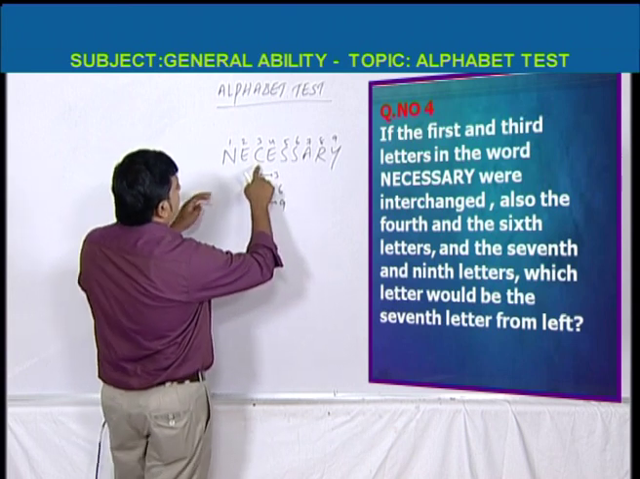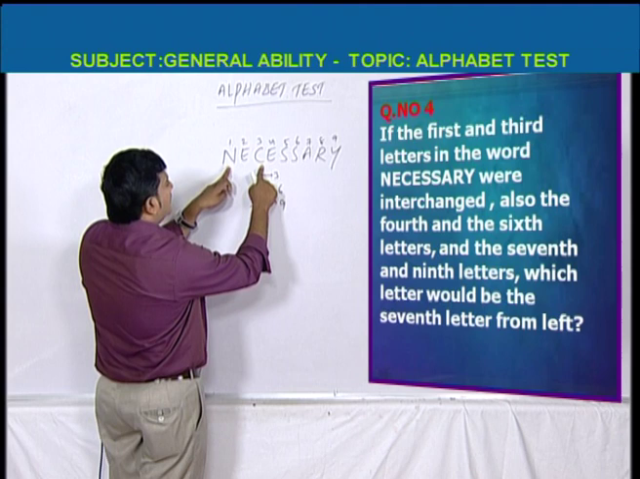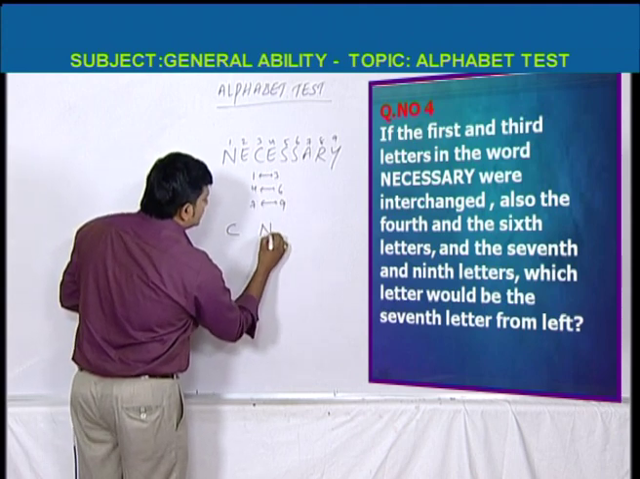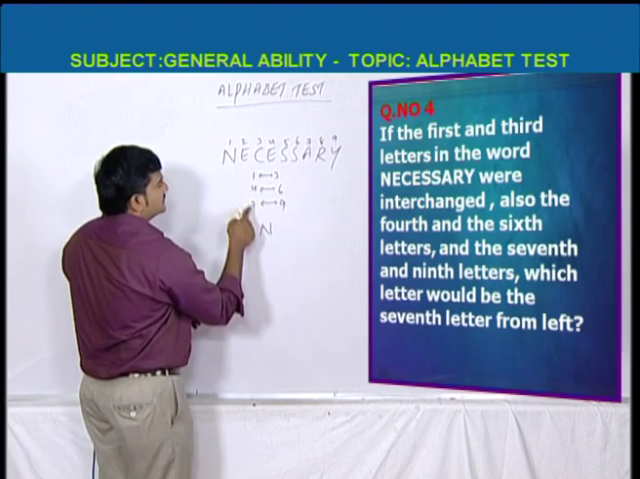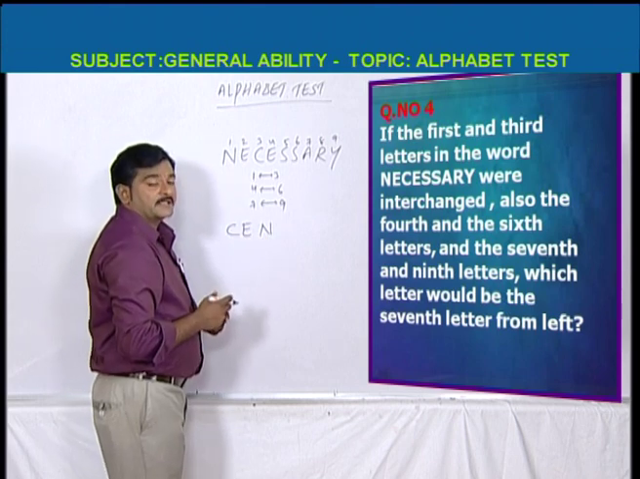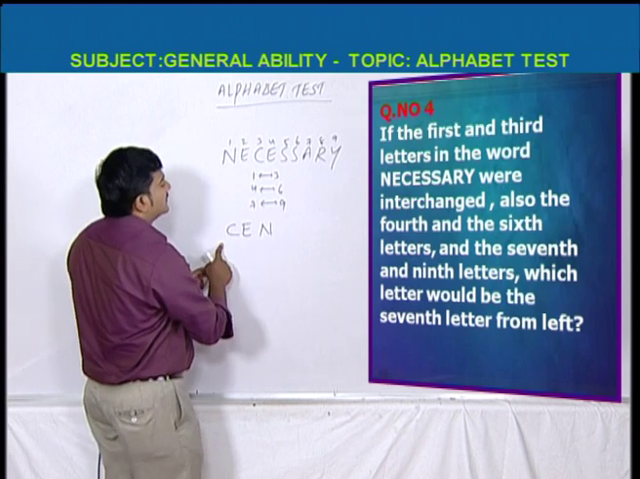So 1 and 3 I need to interchange. 1 is N, 3 is C. NC you have to write as CN. He didn't say anything about 2, that's why the second letter position is as usual. Okay, this part is finished.